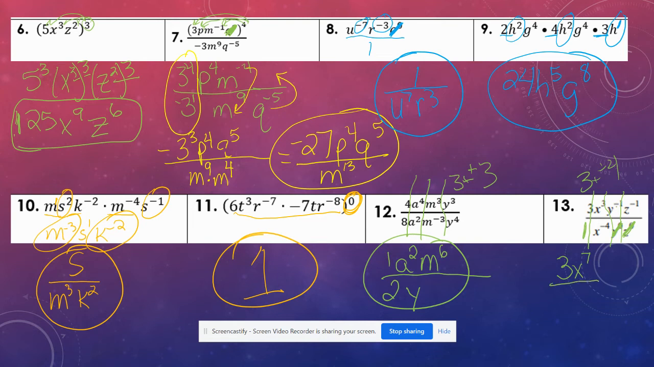Y to the negative first, the negative takes the reciprocal of y, which plops it to the bottom and makes that a positive first. Same thing with the z. Z to the negative first, the negative takes the reciprocal or flips it upside down, and we have z to the positive first, and that's it. I have nothing else that I can combine.